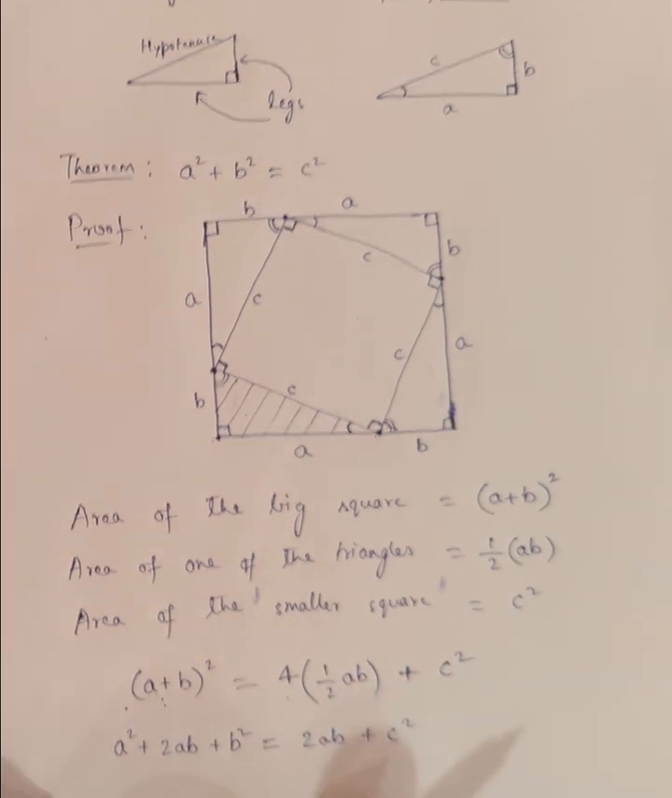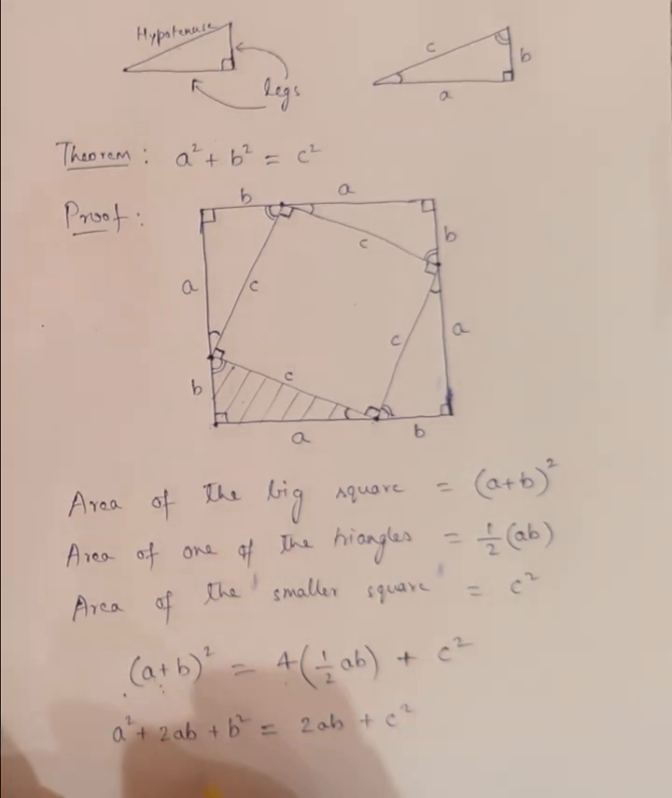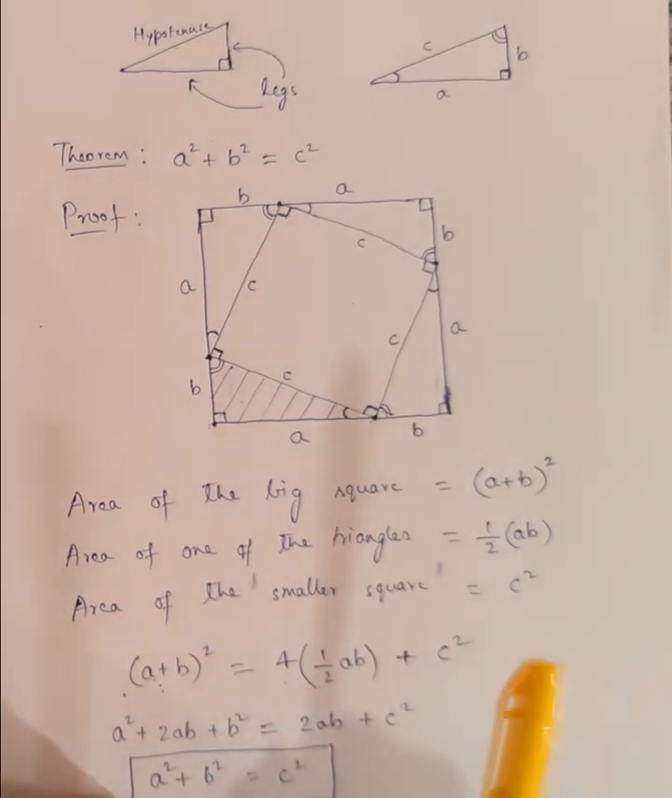Now if you subtract 2ab from both sides, what do you notice? You get a square plus b square equals c square. So this is one of the proofs of the Pythagorean theorem. We will have 2 more proofs in 2 separate videos.